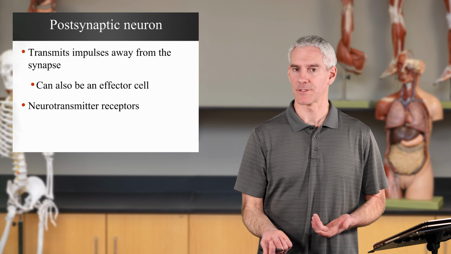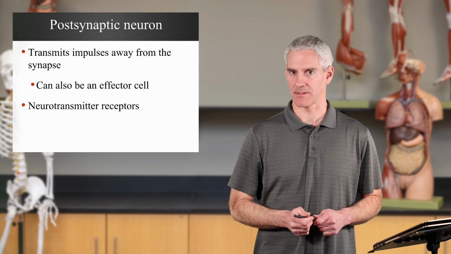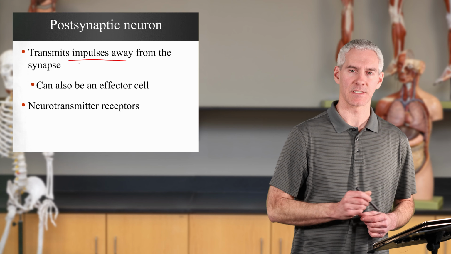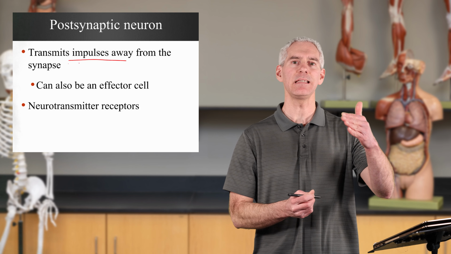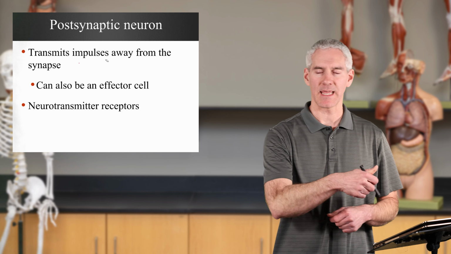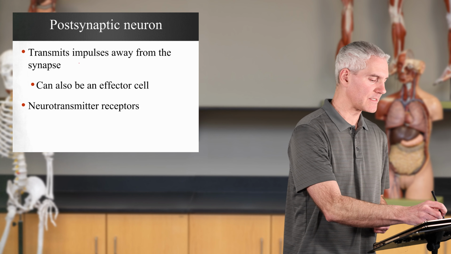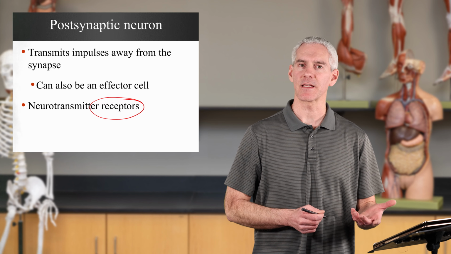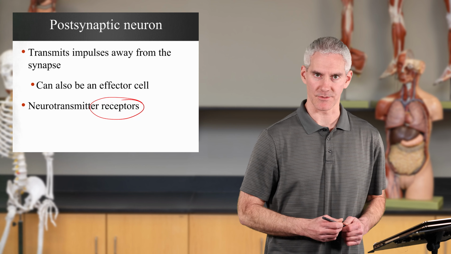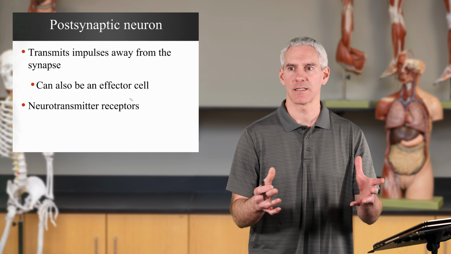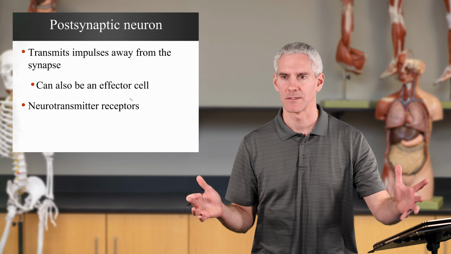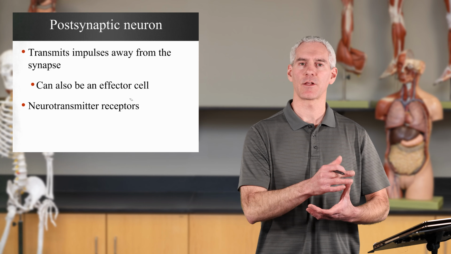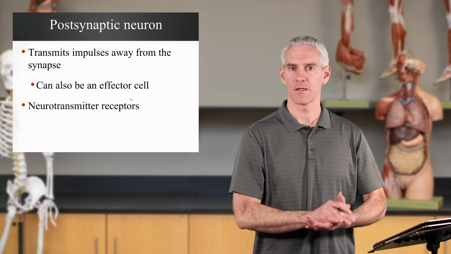All right, postsynaptic neuron. This is after the synaptic cleft. Postsynaptic neuron is going to transmit away from the synapse. This is what will receive those neurotransmitters and then carry it away. Now, these neurotransmitter receptors, the receptors themselves, are going to be specific to particular neurotransmitters. You can't just have a receptor that says, oh, I'll bind every neurotransmitter out there. Yeah, it doesn't work. There's no universal. They're specific to a particular neurotransmitter or a particular class of neurotransmitters.